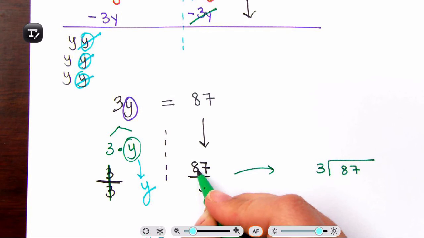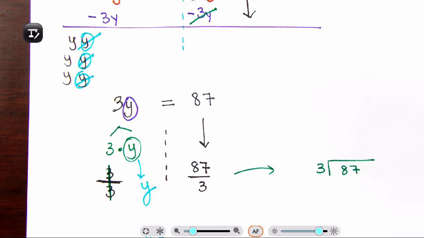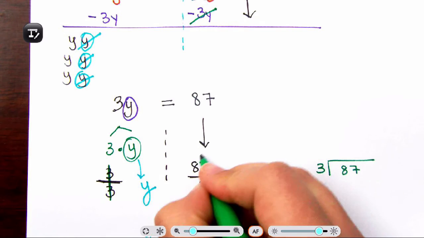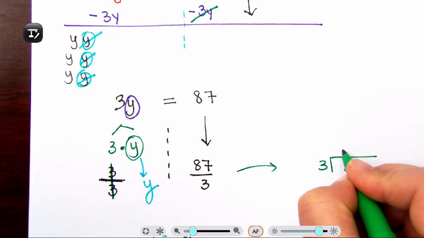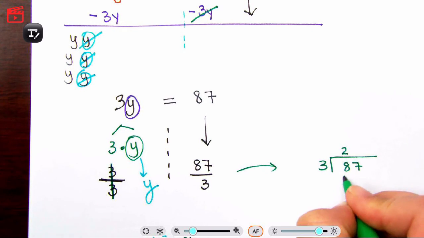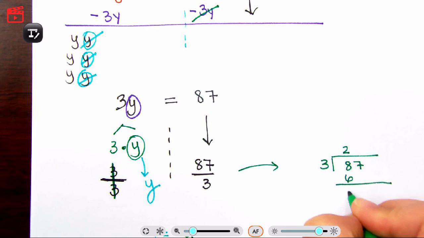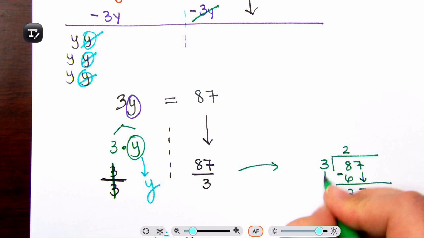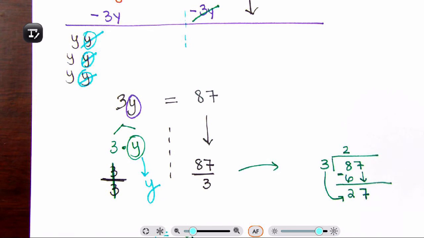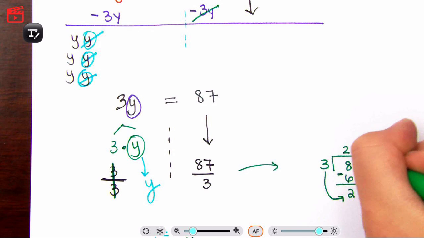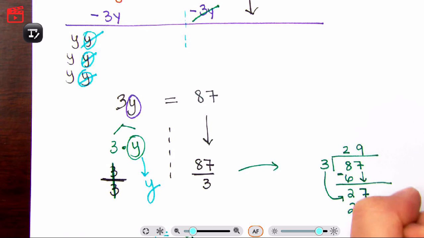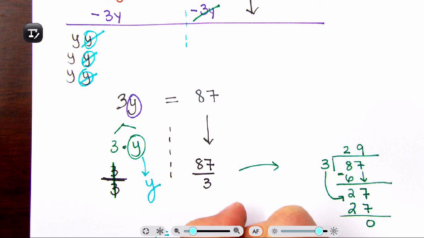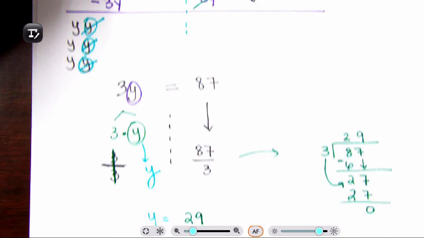3 goes into 8. Well, 3 times 4 is 12, so that's too big. 3 times 3 is 9. That's too big. So 3 times 2? 3 times 2 is 6. 6, 7, 8, that's 2. We're going to subtract. We're going to bring down my 7. 3 times what is 27? 3 times 9 is 27. I get 27. My remainder is 0. I'm going to bring my answer here for 29.